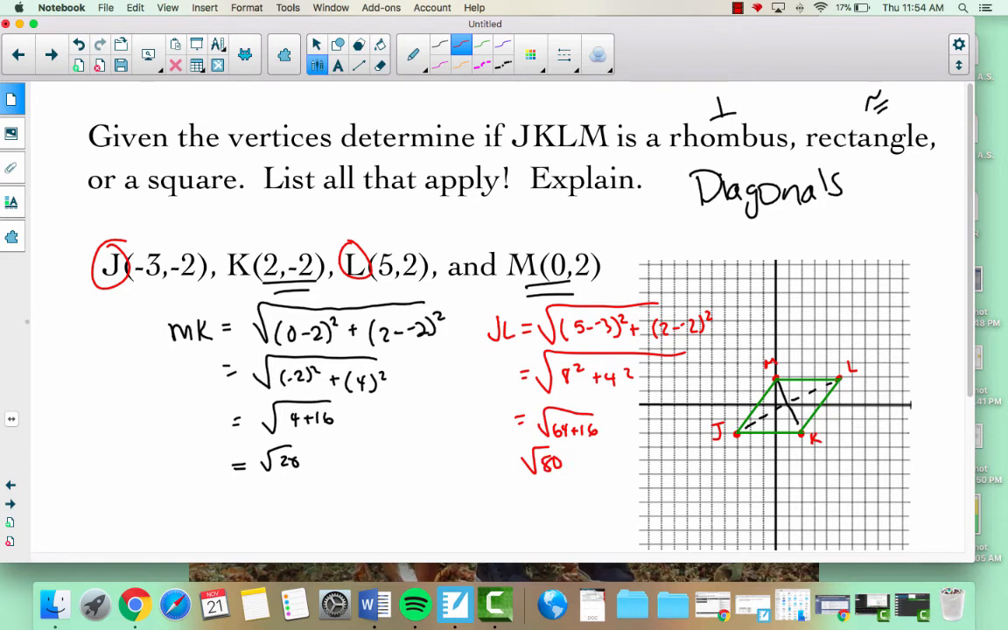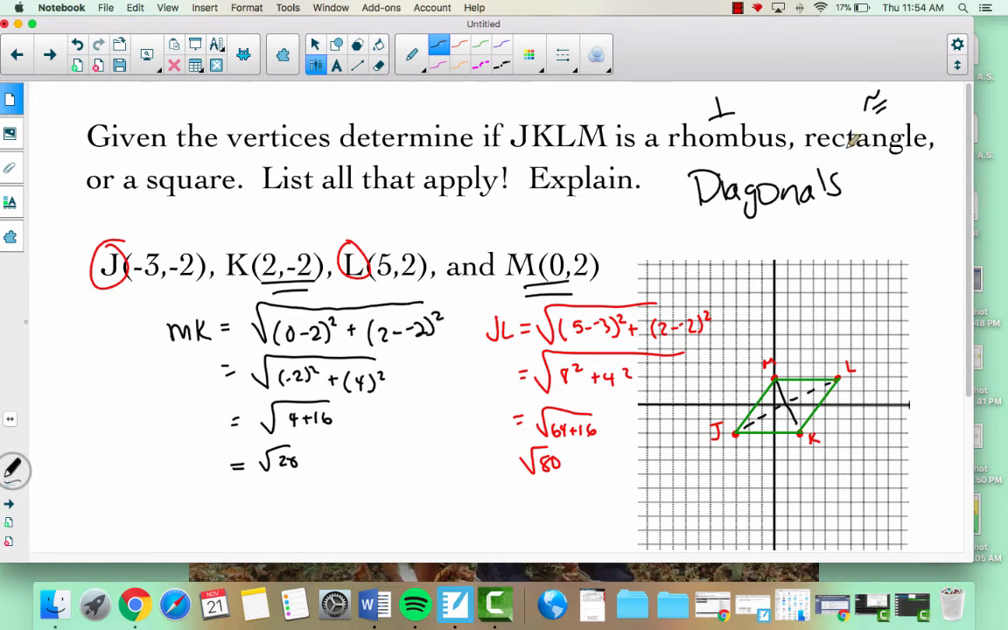So they are different lengths, which means that it is not a rectangle, because in a rectangle they have to be the same. And the other thing too is we know that it can't be a square, because remember, a square has the same characteristics of a rectangle and a rhombus combined. So we know it can't be a square, but to confirm that it is a rhombus, we could check the slopes.